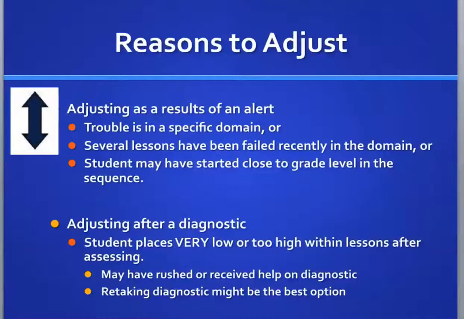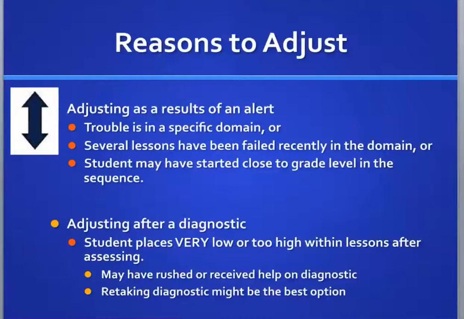Another reason to adjust is after the student has taken the diagnostic and you note that the student has placed very, very low or too high above grade level or on grade level at their point of frustrations within the lessons after they've completed this assessment. This could have happened for a couple of reasons. They either rushed through and so they were placed very low. We've seen lots of 8th graders placed in kindergarten lessons for that reason. Or they placed too high because they've received help on the diagnostic from a parent or sibling.